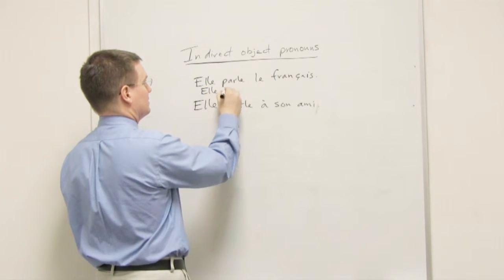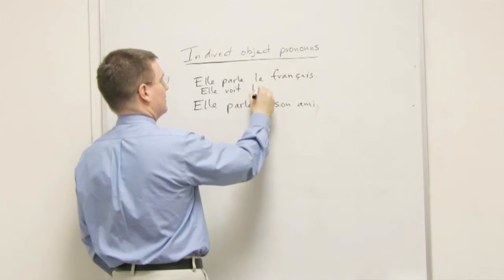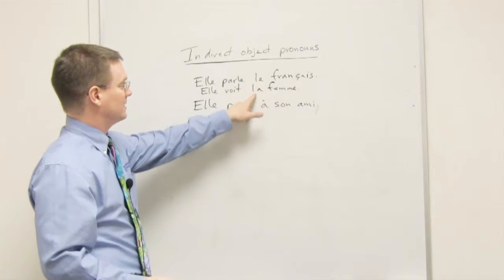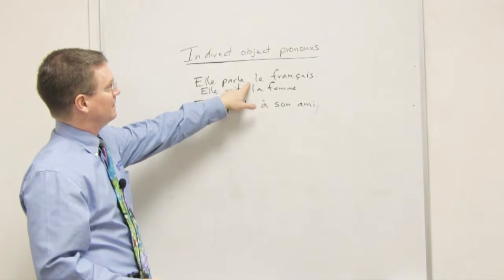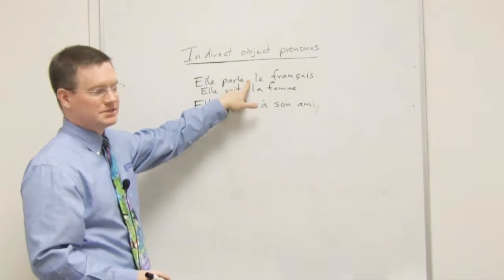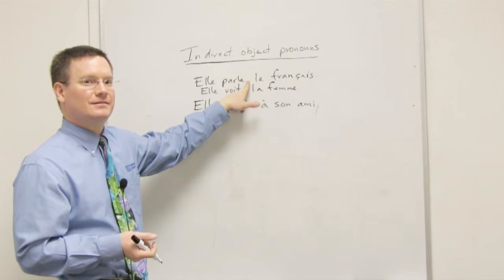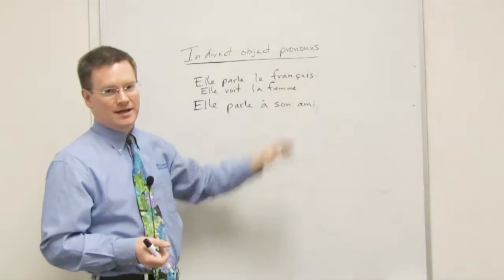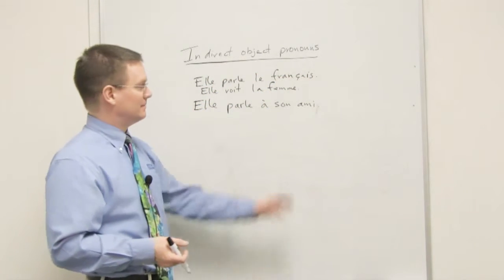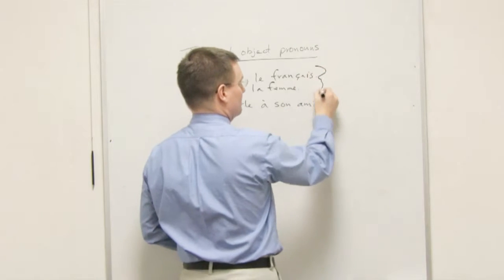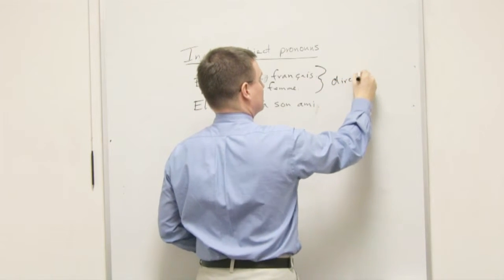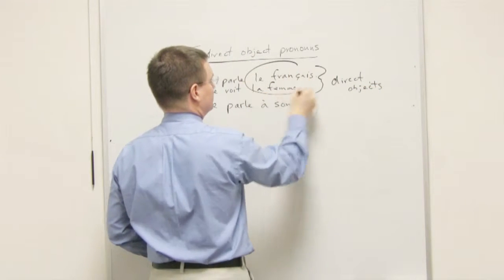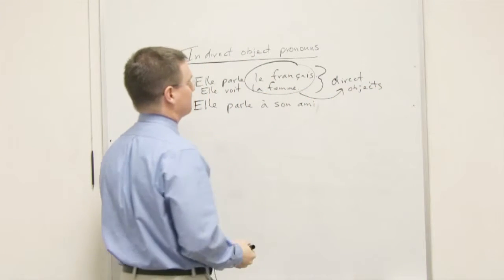She sees the woman. Notice both of these are direct objects because there's no preposition here. A preposition is like "à". Here there's no "à". She speaks, and then here we just have the noun right after the verb. So that means these are direct objects.